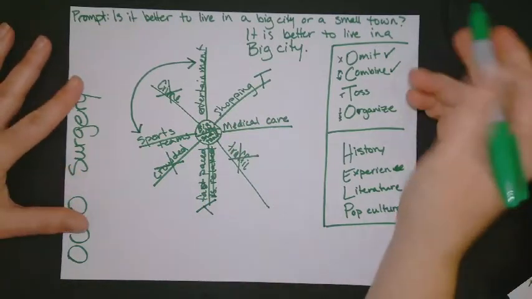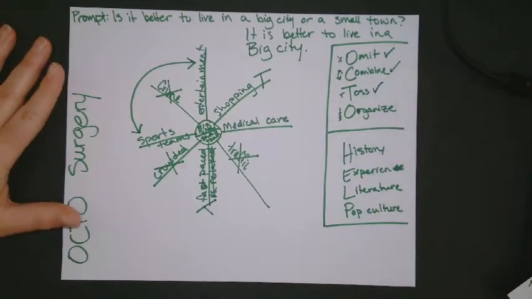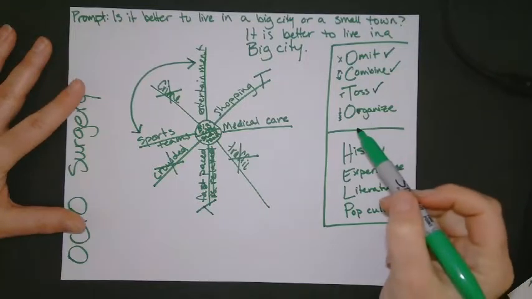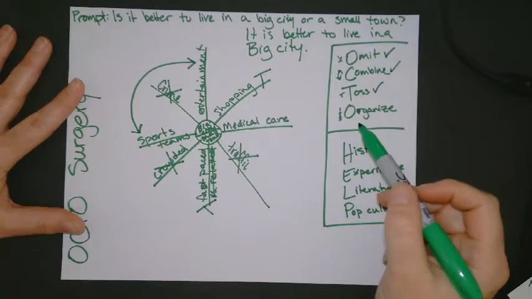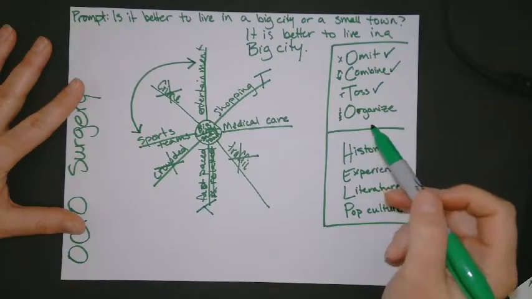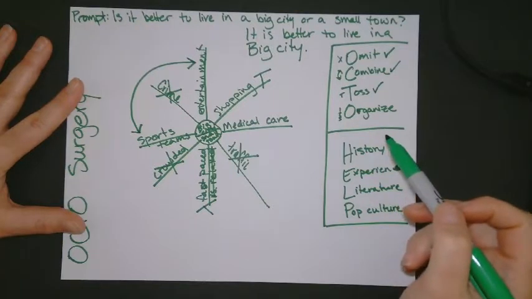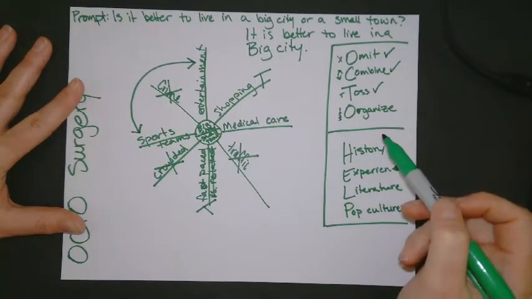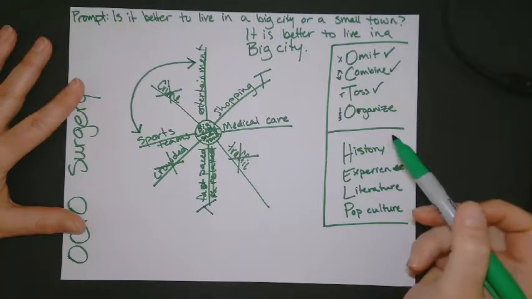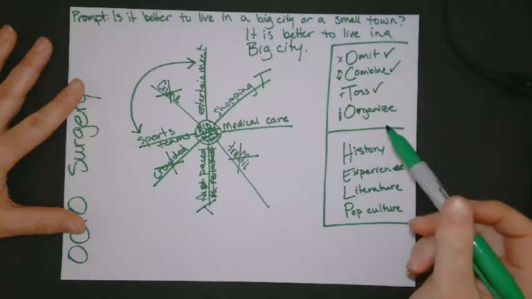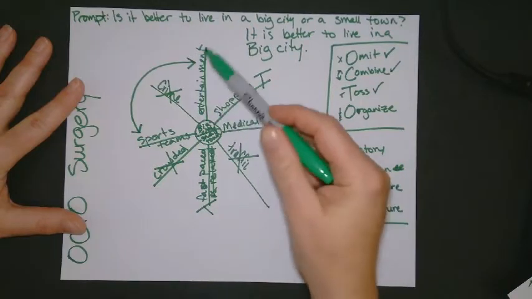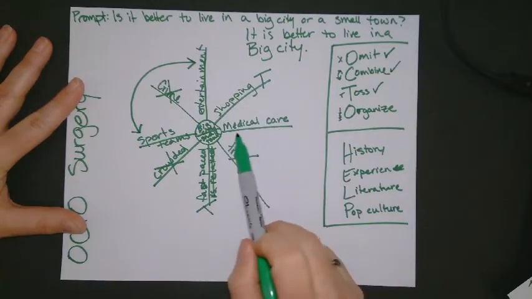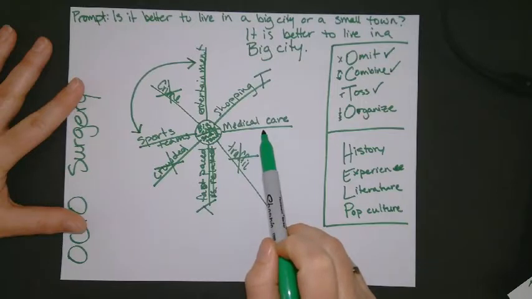So we have completed the toss step, and the last thing we have to do is organize. Now we're down to the main ideas that we're actually going to use in our essay, so we need to decide what order we want to use them in. Generally speaking, for persuasive, you want to save your best argument for last. And I think for most people, the draw to move to a big city would probably be more strongly for entertainment. Because if we need extreme medical care, usually we're okay with traveling for it.